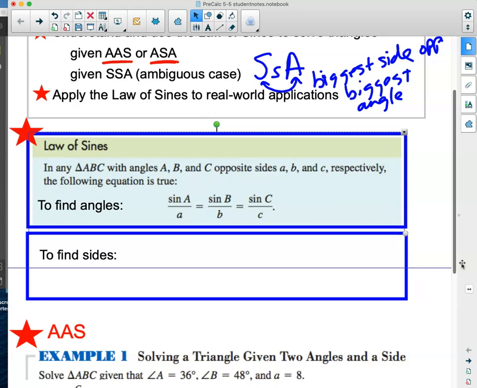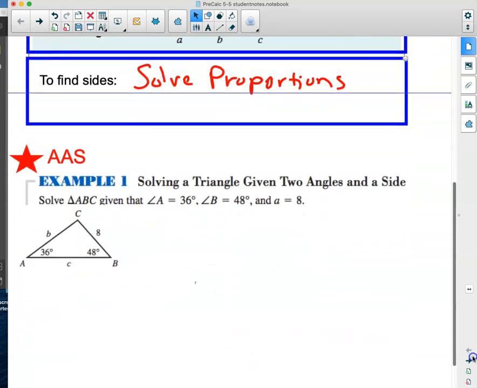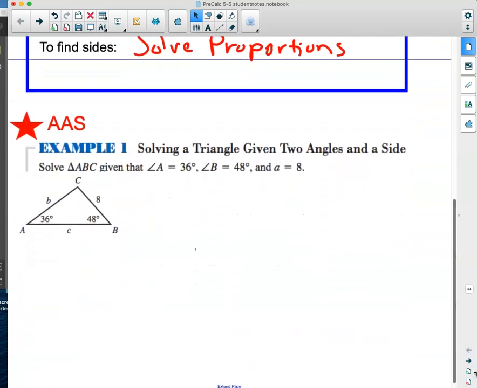To find those sides, we solve proportions. Proportions are two of those fractions that we see up there set equal to each other, and you solve proportions by cross multiplying. We want to set this up so that we just have one piece of information that's missing, and then we can use cross multiplication to find it. But first, we have to figure out, can we use law of sines?